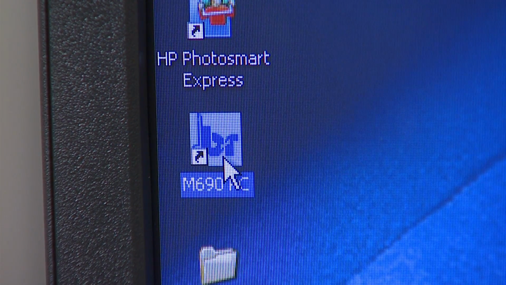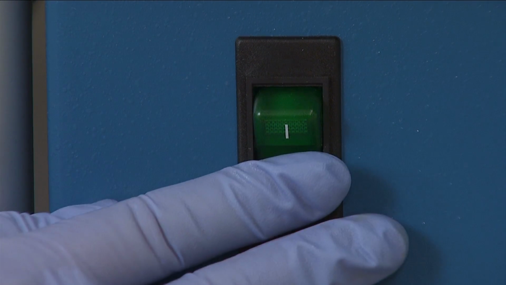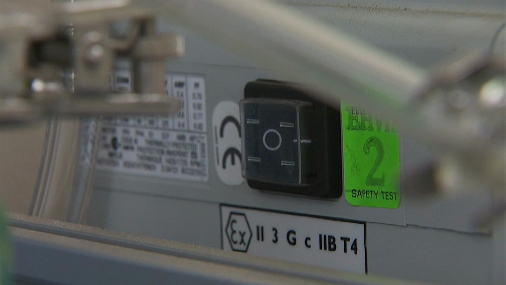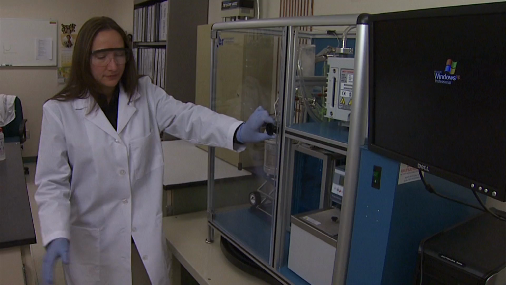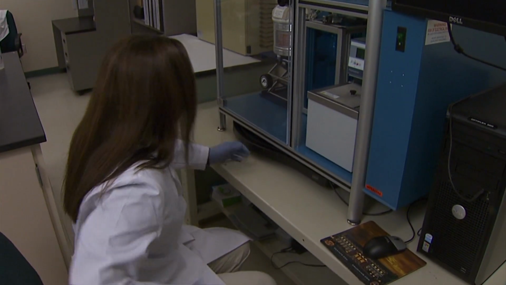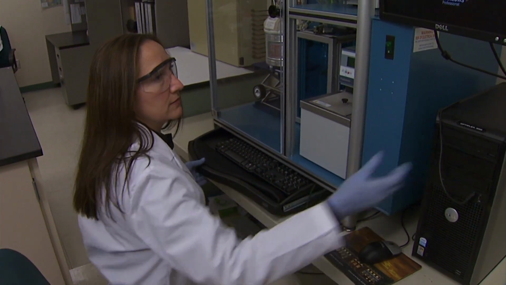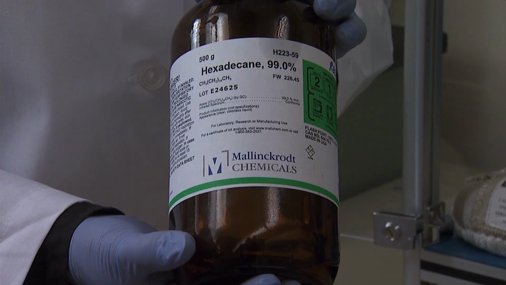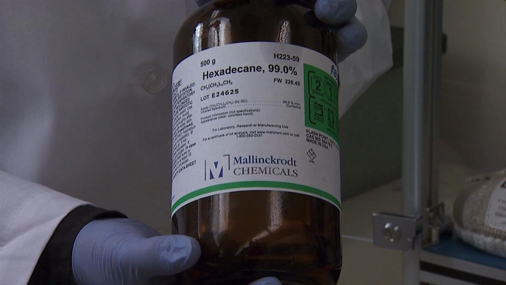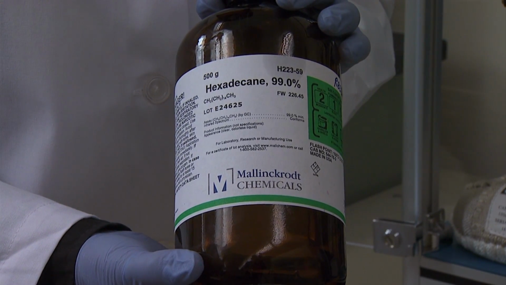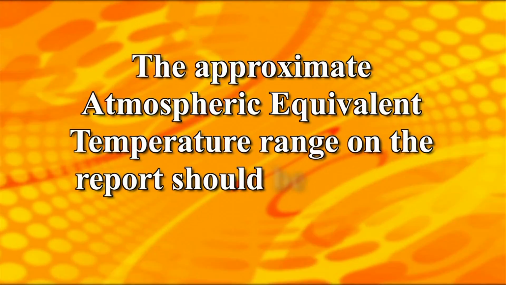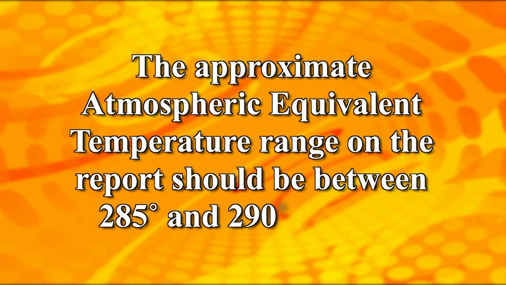Open the M690 software. The M690 instrument control unit power should be in the on position. The vacuum pump power switch should be in the on position. Once everything is on and functioning properly, a standard or a sample can be analyzed. If a system check is desired, normal hexadecane can be analyzed periodically using the hexadecane 10.run method. Follow the same procedure used for samples. The approximate atmospheric equivalent temperature range on the report should be between 285 and 290 degrees Celsius for the distillation range.